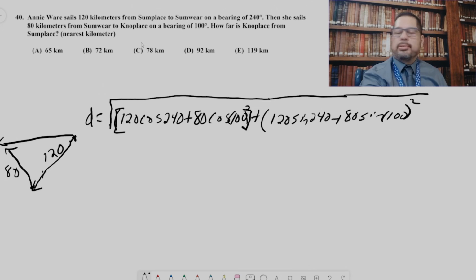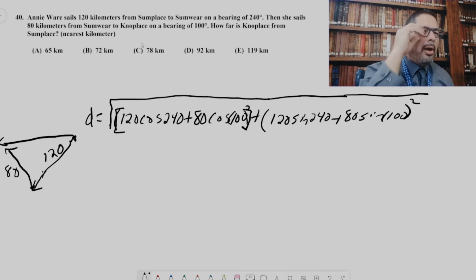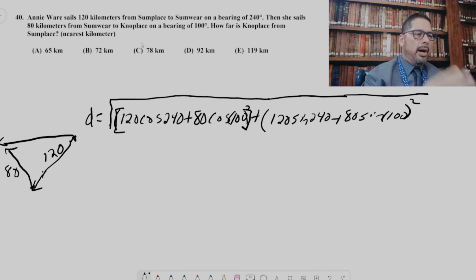78 kilometers. So once again, bearing problems can be easily done if viewed from a perspective of vectors. You simply add up the horizontal components, add up the vertical components, they create a right triangle, and apply the Pythagorean theorem. This is a traditional vector problem. I hope you enjoyed that.